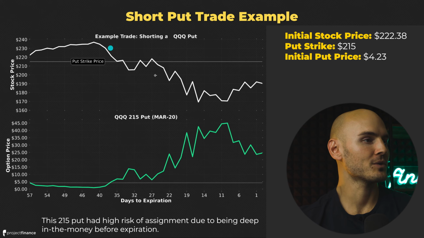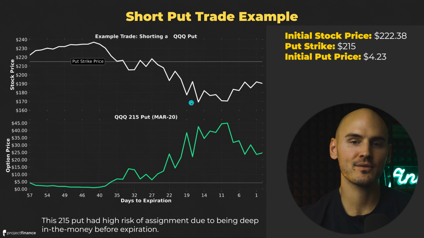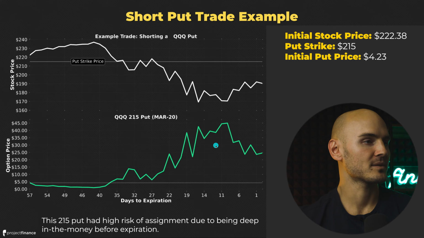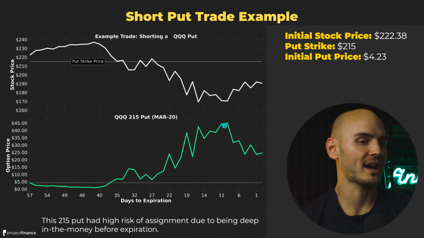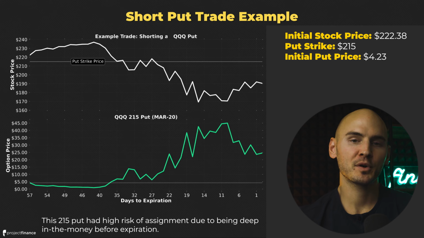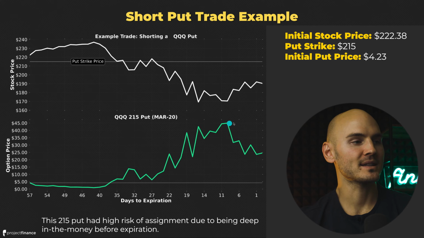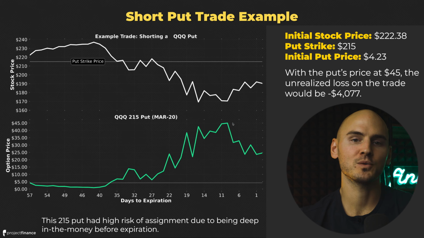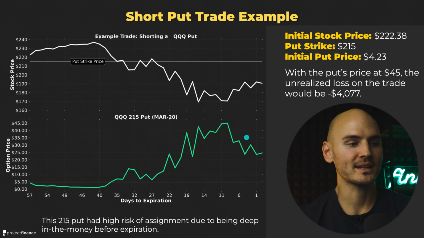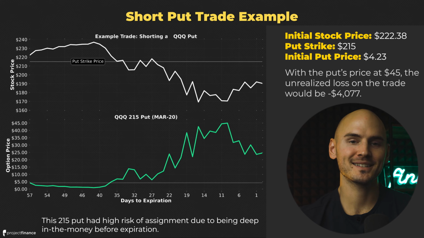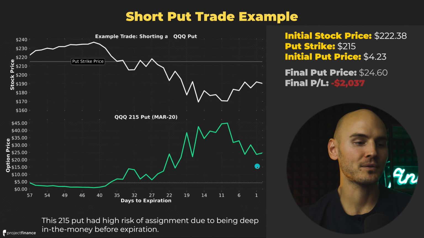As we can see, QQQ fell off a cliff and traded down to $170. And as we can see, the put's price reached a value of $45 at the lowest point. And so since the put option was sold for $4.23 and it reached a high price of $45, the unrealized loss at this point would have been around $4,100 per put option shorted. At expiration, the put was worth its intrinsic value of $24.60, and that would result in a final P&L of minus $2,037 per put option shorted.